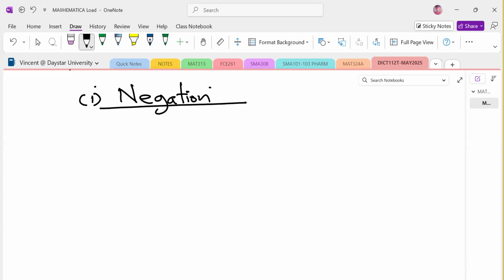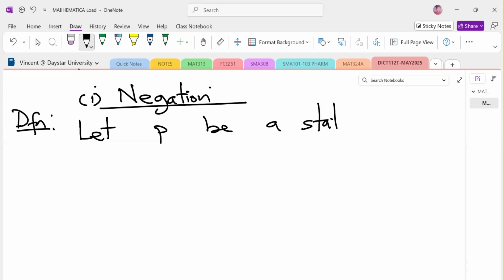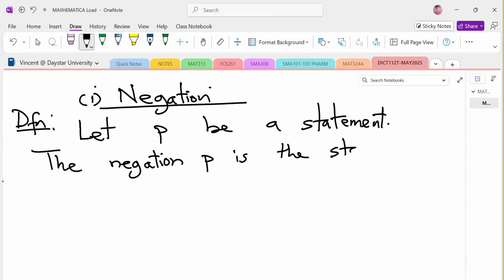So the definition of negation, we require a statement P. Definition: let P be a statement. The negation of P is the statement not P.